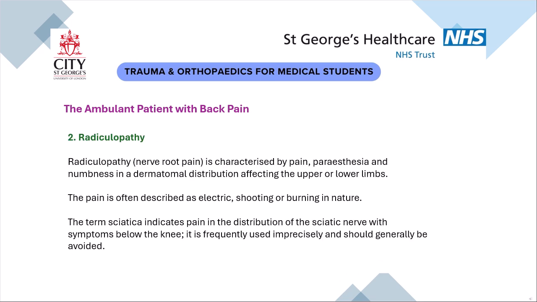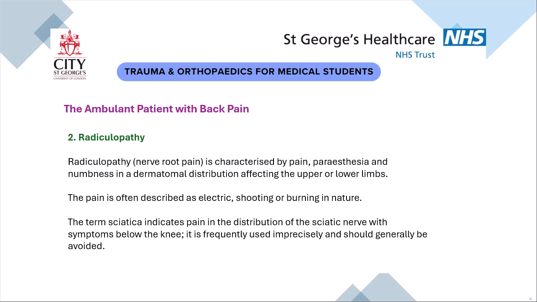The next thing we're going to discuss is radiculopathy. So this is nerve root pain. It's characterized by pain, paresthesia and numbness in a dermatomal distribution. The pain is often electric, shooting, or even they describe burning. And intermittently they may also have altered sensations, so there may be some numbness or some tingling. Typically there's no history of trauma, although again, like the mechanical low back pain, there may be evidence of lifting or twisting bringing it on.